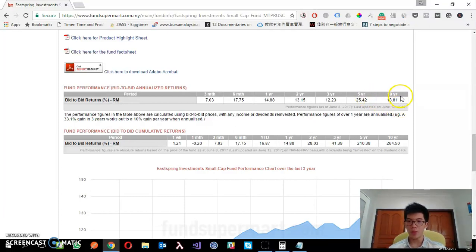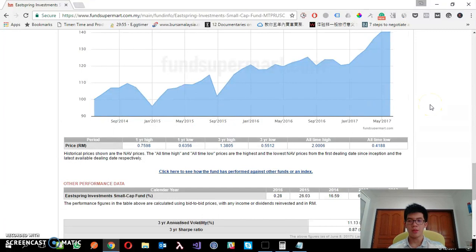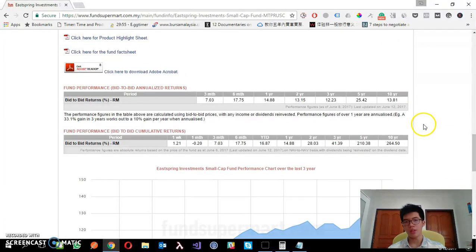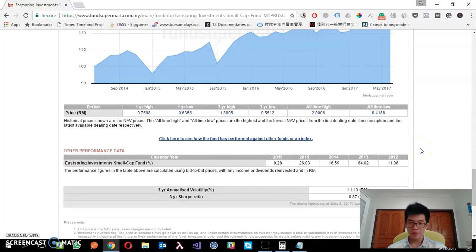So in this case, over the 10 years, every year they have annual returns of 13.81%, and this is the accumulated amount, 164%, which is quite high. Apparently, if you put 1,000 ringgit in 10 years ago, now it's roughly 2,600 ringgit. Just imagine the increase. This is just the unit price for now.